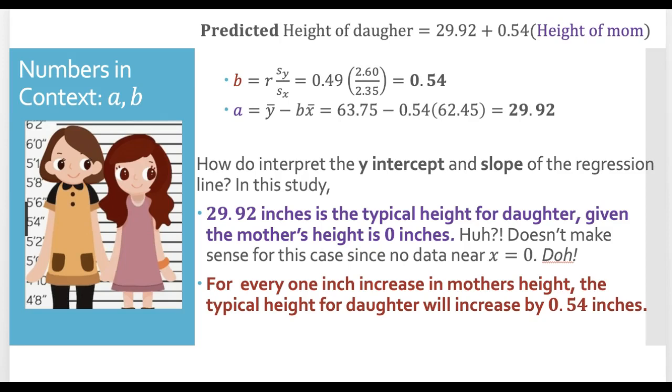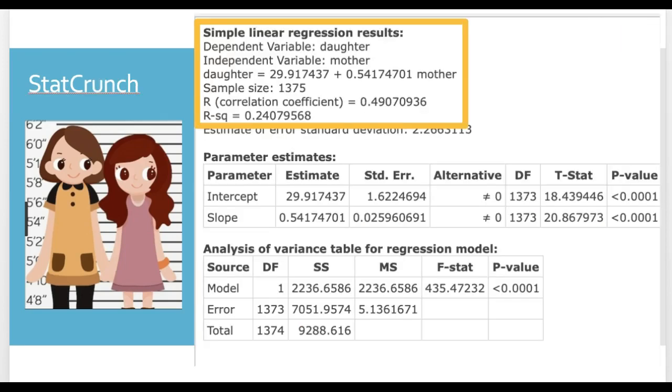Anyways, this is just the StatCrunch output that we got from last time. Here it's just dependent. Remember, that's the outcome or response variable. That's daughter, so that's correct. And the independent variable, that's x, the explanatory variable, is mother, that's correct. So we got to make sure that these are lined up where they need to be, to make sure we know StatCrunch is giving us the output that we want, right?